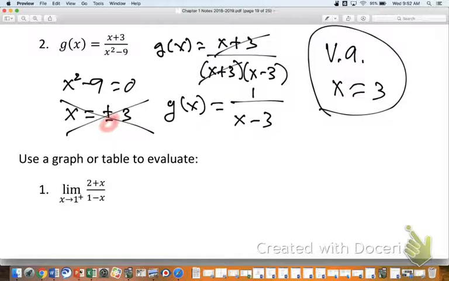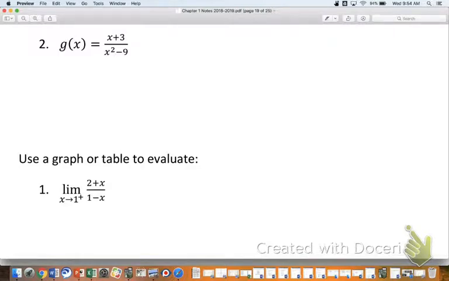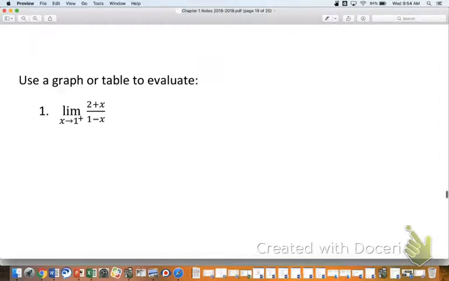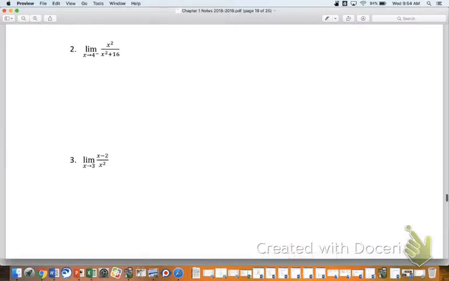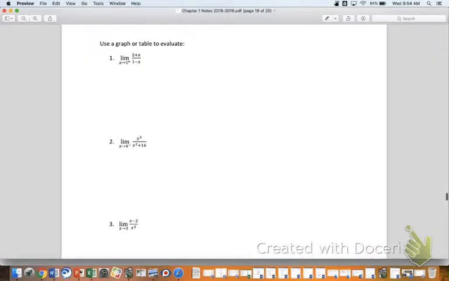Fantastic. Okay, so I want you guys to make good use of your calculator here, and I think there's a couple of questions left. I want you guys to use a table or a graph. I think a graph in most cases will be easy, so I want you guys to try. Is it 1, 2, 3? 1, 2, 3. It's 3. Yep. Okay, so please try those.